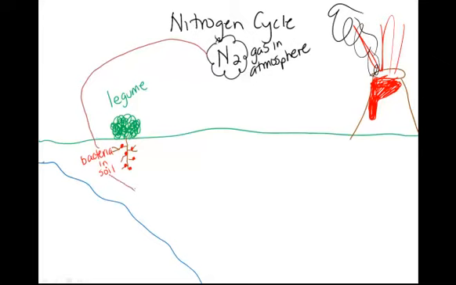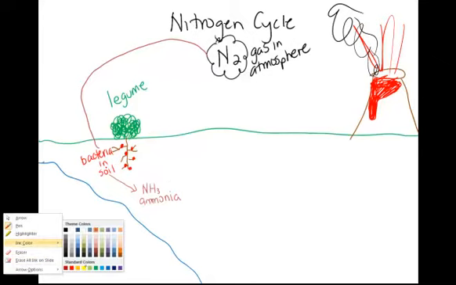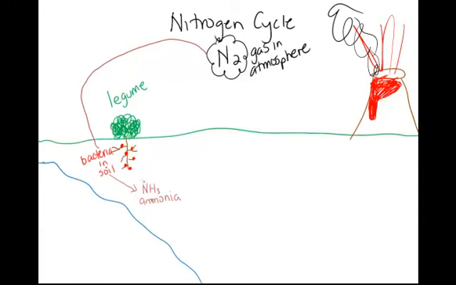So bacteria in the soil are going to take nitrogen gas and turn it into something called ammonia. The chemical formula for ammonia is NH3. I'm going to put ammonia into the soil. And now that nitrogen gas has been turned into a form that the plants can use, plants are going to take up the ammonia. This is called uptake.